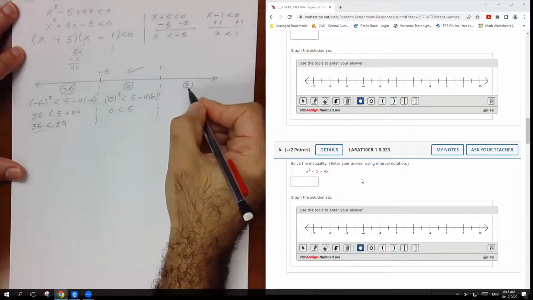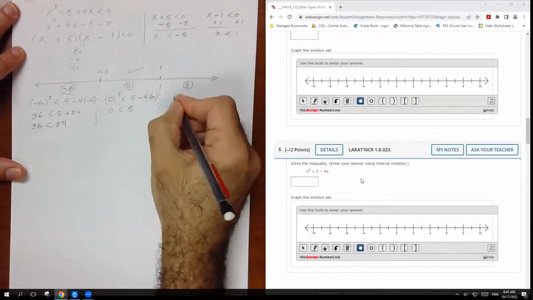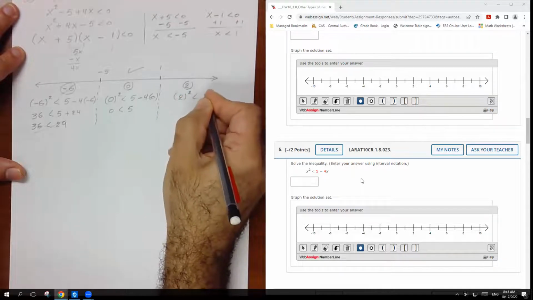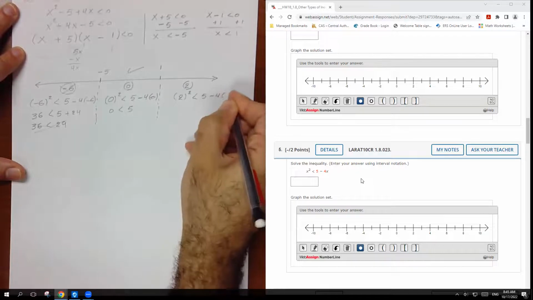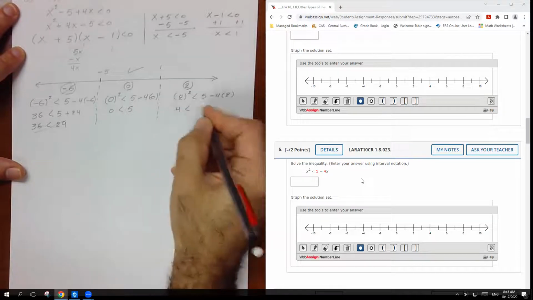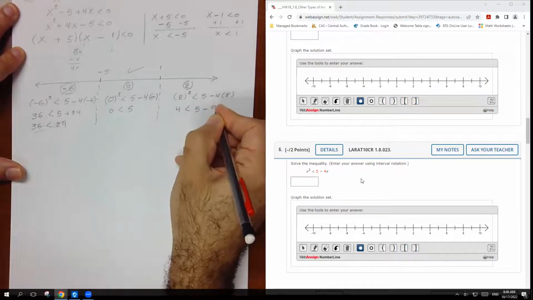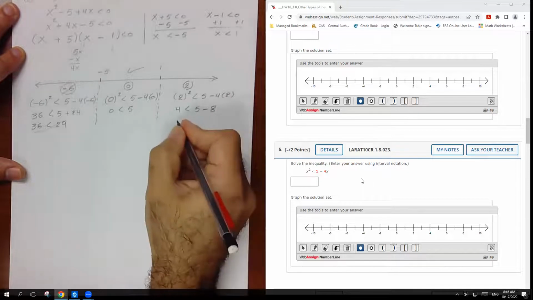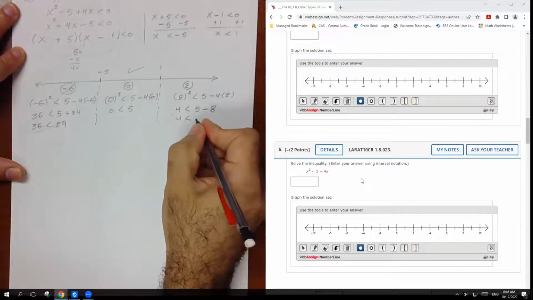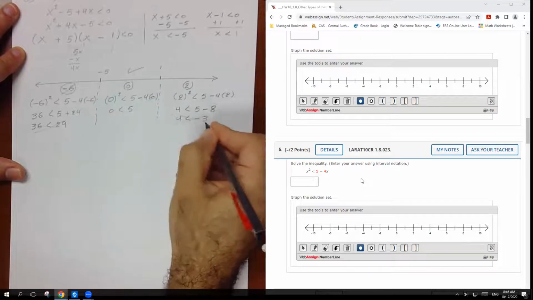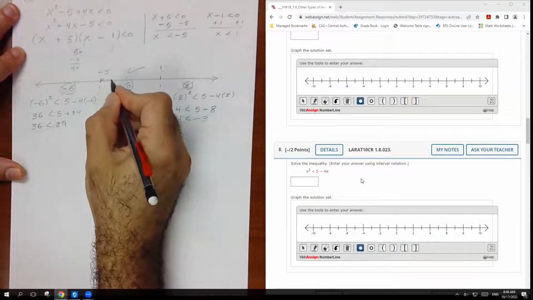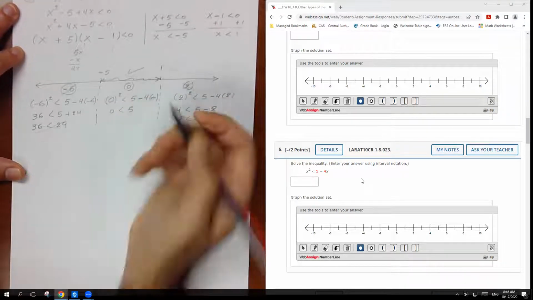Let's pick 2. Plug in the 2 here. So it's going to be 2 squared less than 5 minus 4 times 2. 2 squared is going to be 4 less than 5 minus 8, because 4 times 2 is going to be 8. 4 less than 5 minus 8 is going to be negative 3. This is wrong. That means this is not a solution. That means our solution is between negative 5 and 1.